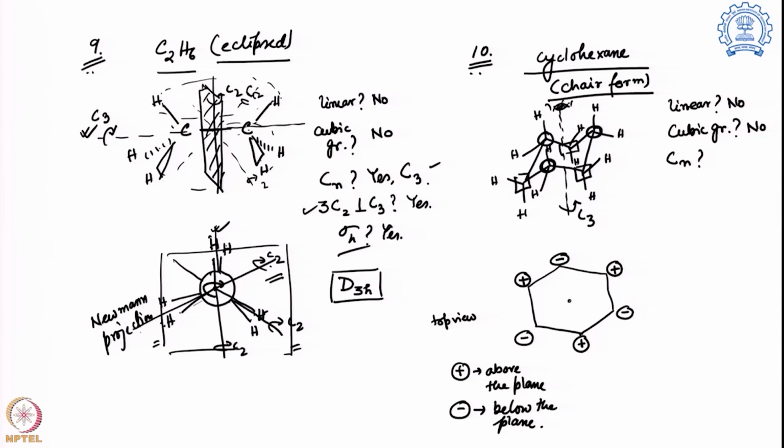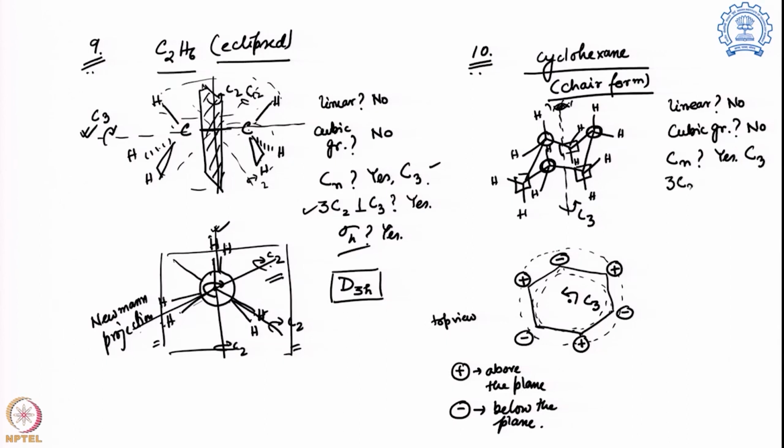And now, if you rotate it from here 120 degrees, so this is 60, this is 120, this 60, 120, 60, 120. You can see the carbons above the plane reach the below-the-plane position, and similarly this one is also going to get to the below the plane system. So, they are remaining as it is. That means there is a C3 present over here. So, yes, you have a C3.